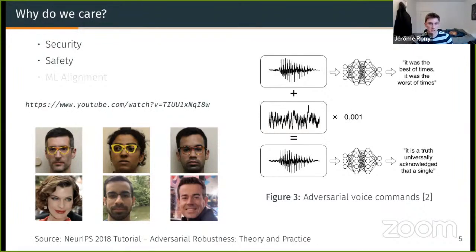There is the safety aspect. Like I said, Tesla cars, or I mean, self-driving in general. You could also have safety issues in medical diagnosis, etc. And the last point, which in my opinion is what I am interested in as a researcher, is the issue of ML alignment, because humans fail as well.